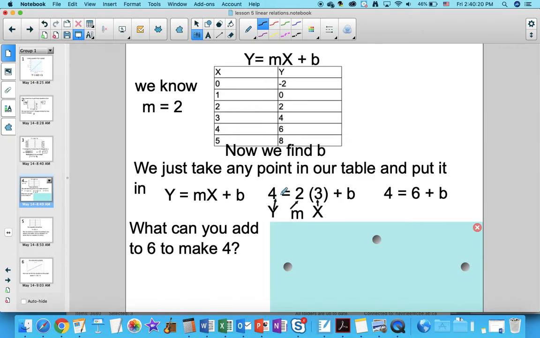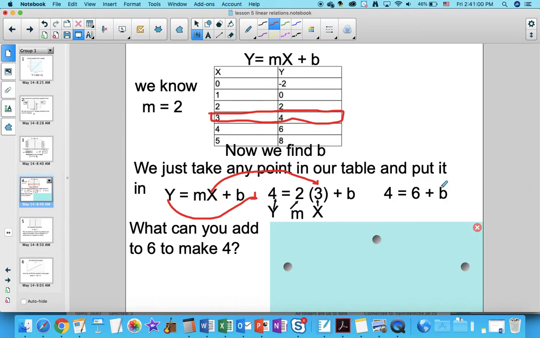So here, I used 3 and 4. I used this data set right here. So I now know m is 2, so I'm going to replace the m with 2. And I'm going to use this data point. So x is 3, so I replace this x with 3. And y is 4, so I replace this y with 4. So now I have 4 equals 2 times 3 plus whatever b is. Well, order of operations, 2 times 3 is 6. So now I know 4 equals 6 plus something.